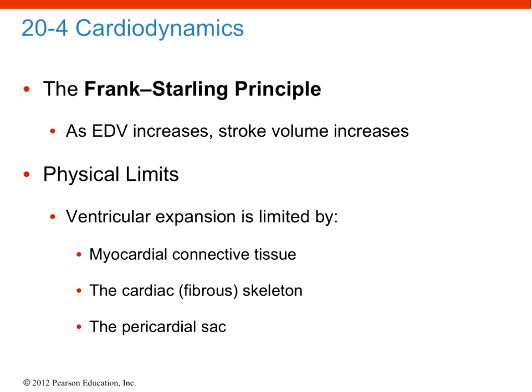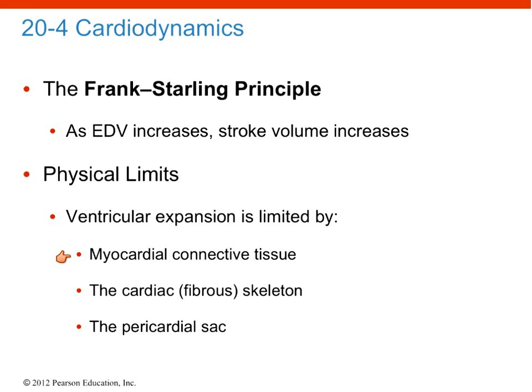So the Frank-Starling principle is basically what we just said. As your end-diastolic volume increases, your stroke volume increases. So this principle is really pretty intuitive. Now, there are some physical limits on the increase of your stroke volume as your end-diastolic volume increases. One of those is that your ventricular expansion is going to be limited by the connective tissue that's surrounding your heart. So you don't have just an infinite expansion of your ventricles, because there's connective tissue.